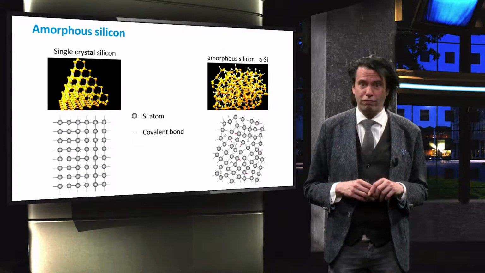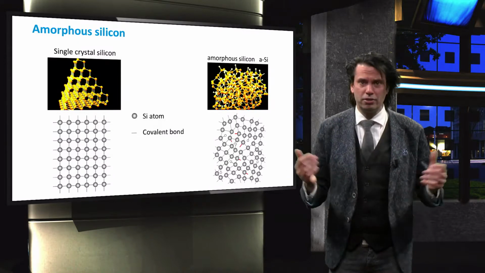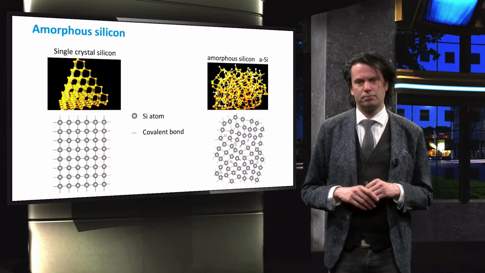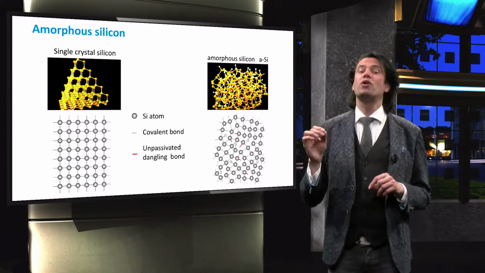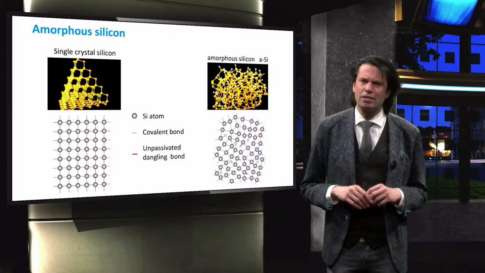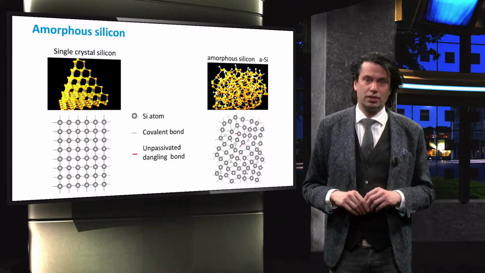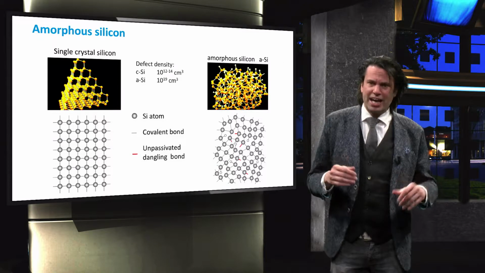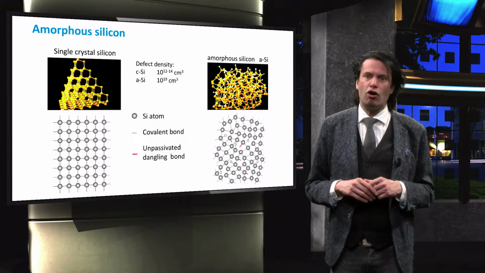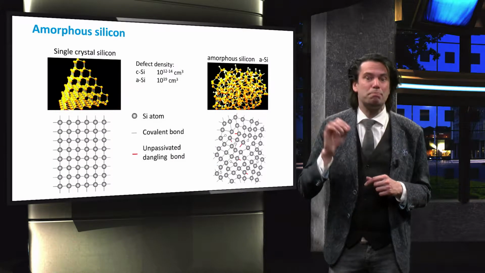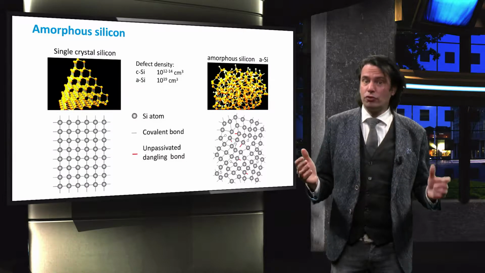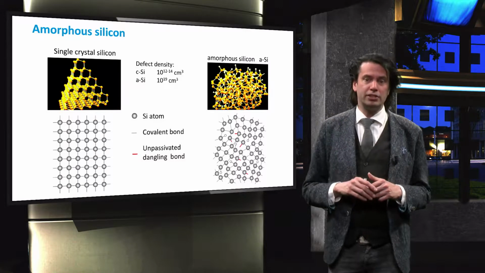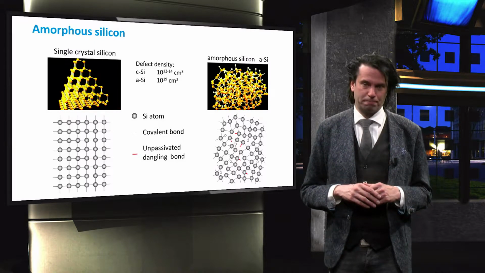Since silicon has 4 valence electrons and the lattice is random, some valence bonds are not connected to other silicon atoms. These bonds are known as dangling bonds and are indicated by the red lines in the lattice. The dangling bonds are in fact defects, and consequently amorphous silicon has a much higher defect density of around 10^19 per cubic centimeter compared to, for instance, crystalline silicon, which has about 10^12 to 10^14 defects per cubic centimeter.